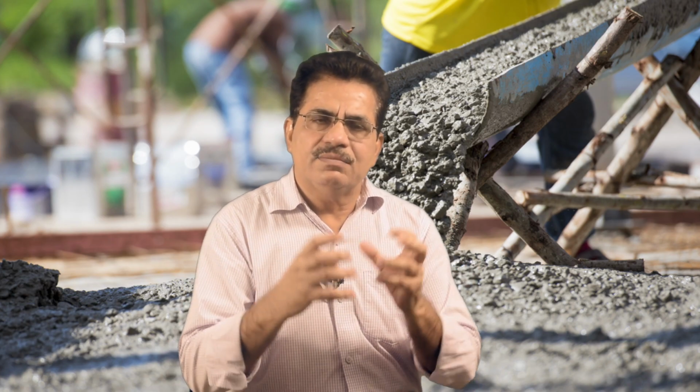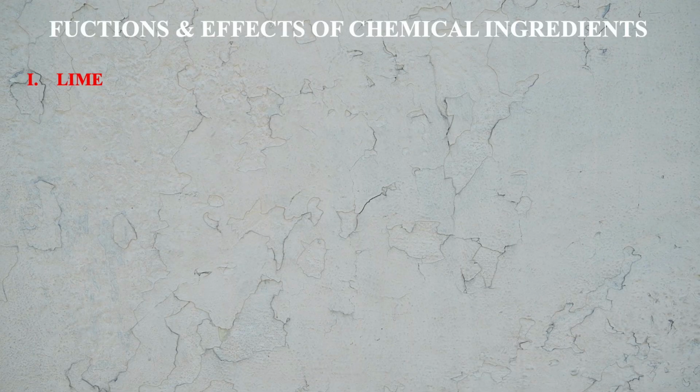So this is the percentage-wise oxides composition of the ingredients of Portland cement. Now let us see what are the functions and effects of these chemical ingredients. First let us take lime.